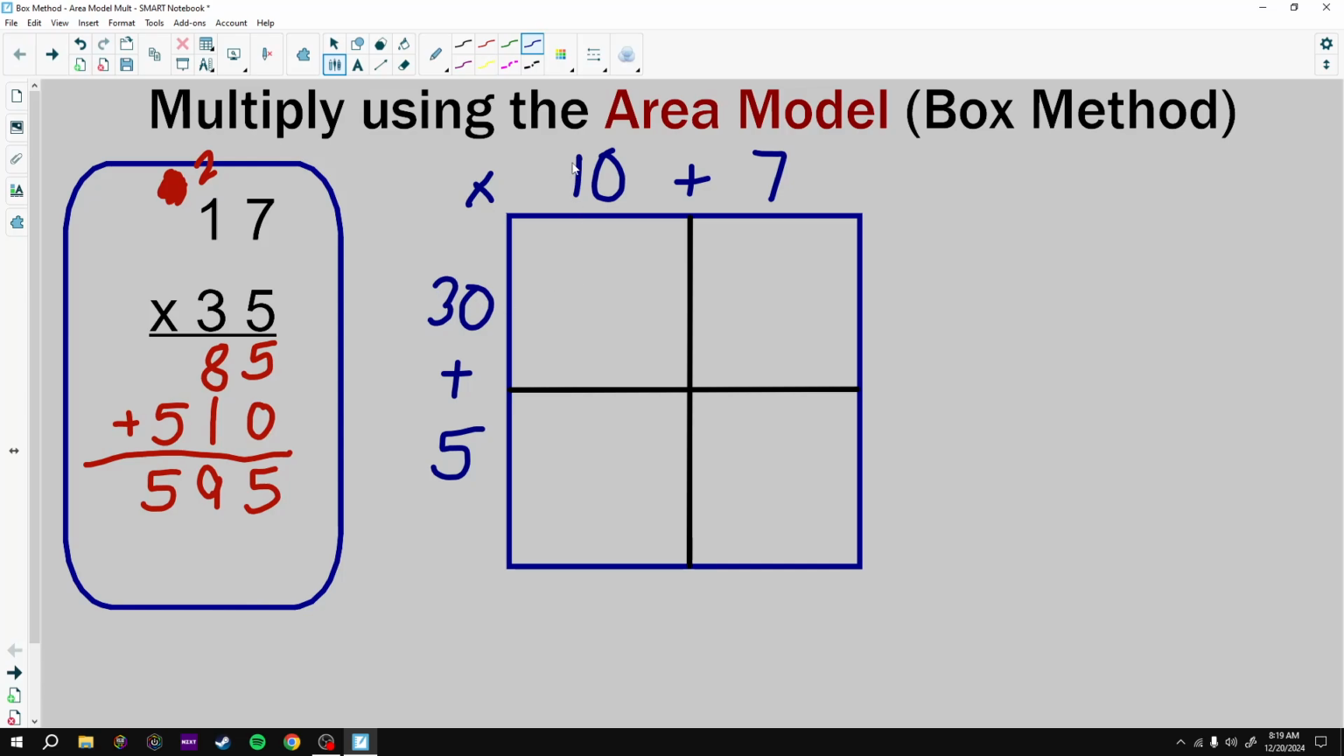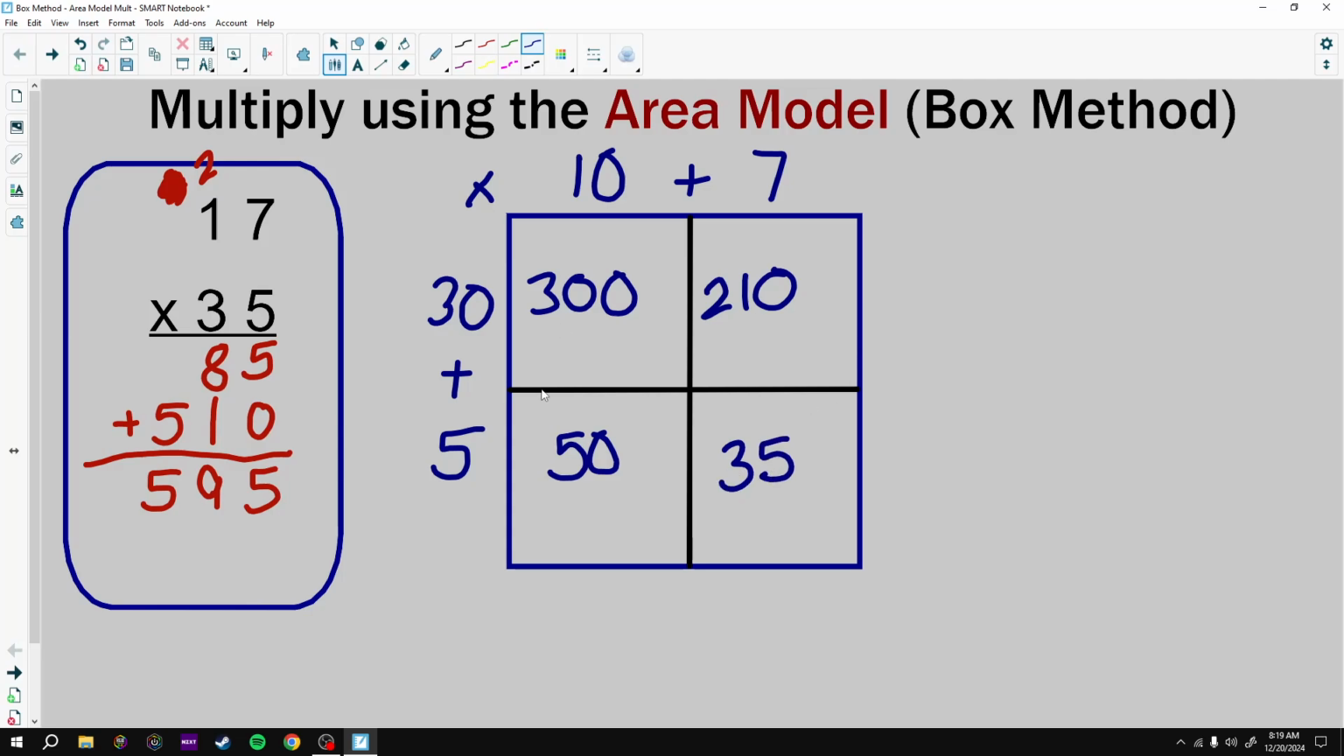So 30 times 10, well, 3 times 1 is 3, and then there are 2 zeros. That's another little trick. Maybe I'll teach you in another video. Over here, 30 times 7, well, 3 times 7 is 21, and then there's 1 zero to bring over. Down here is 10 times 5. 10 times 5 is 50. Or you could think 5 times 1 is 5 and then bring the 0 down. Finally, 5 times 7 is 35.